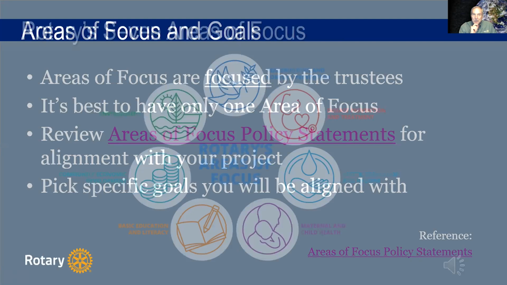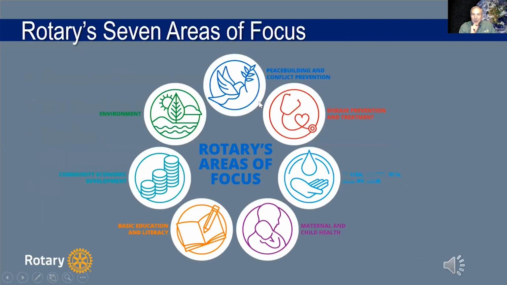Here are the 7 areas of focus: peace building, disease prevention and treatment, water, sanitation and hygiene, maternal and child health, basic education and literacy, community economic development, and environment. And so you can work on all of those. You can work on one of those. One of those often impacts others. It's best to just pick one. You don't always just pick one, but it's best if you just pick one. And I'll explain why.